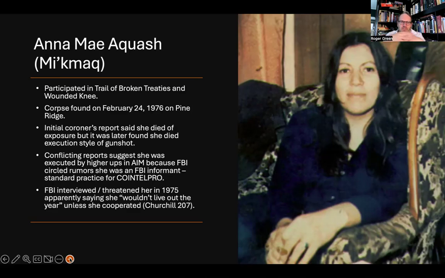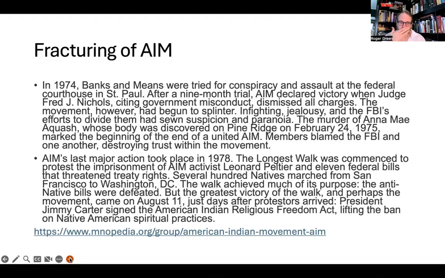So that causes a splinter within the American Indian Movement, right? Was the order actually given by Native people to kill another Native person? And then what was actually happening? What was the kind of pressure that the FBI was putting onto Anna Mae Aquash at the time? Was she really an informant, or was she caught in something, right? So the FBI interviewed and threatened her in 1975, apparently warning her that she wouldn't live out the year unless she cooperated. So that's again from Churchill's book. This causes the fracturing of AIM.